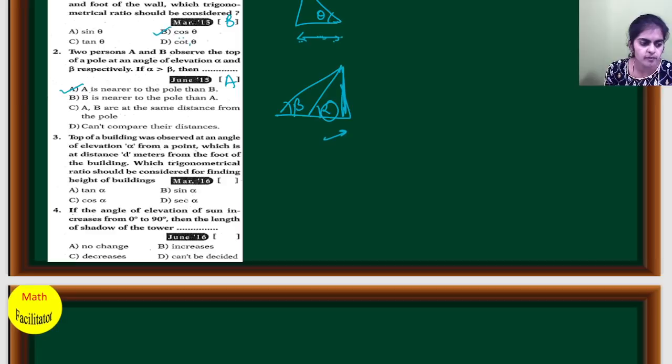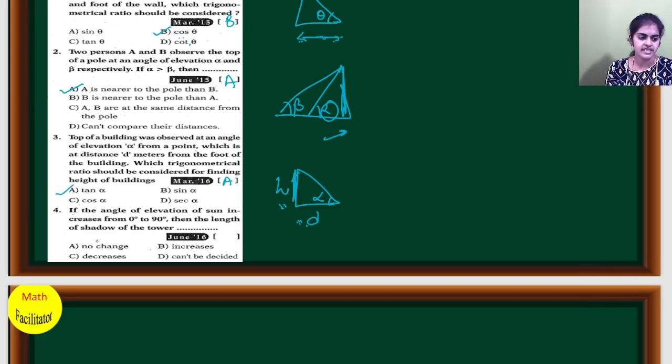Okay. The top of a building was observed at an angle of elevation alpha from a point which is at a distance d meter from the foot of the building. Which trigonometric ratio will you use? So the top of a building is observed at an angle of elevation alpha, and it is d meter from the foot of the building. So you need to find the height. Here these two are the opposite and adjacent sides. So tan you will use.